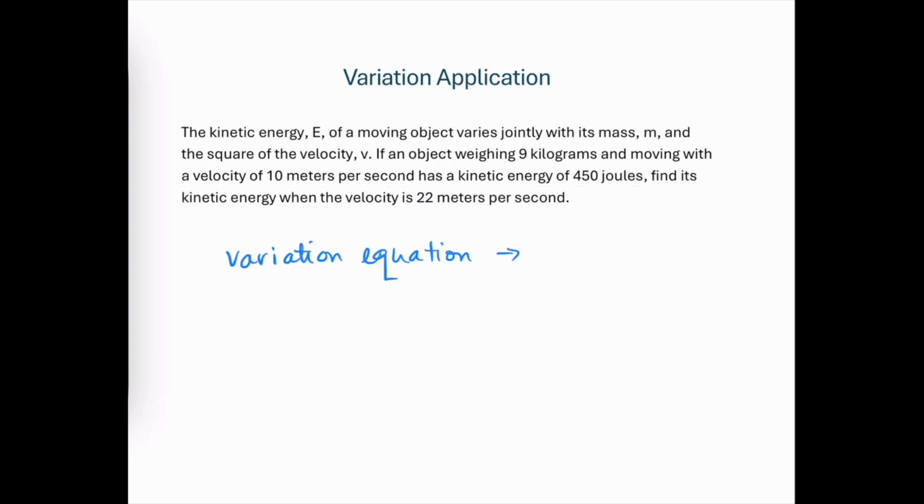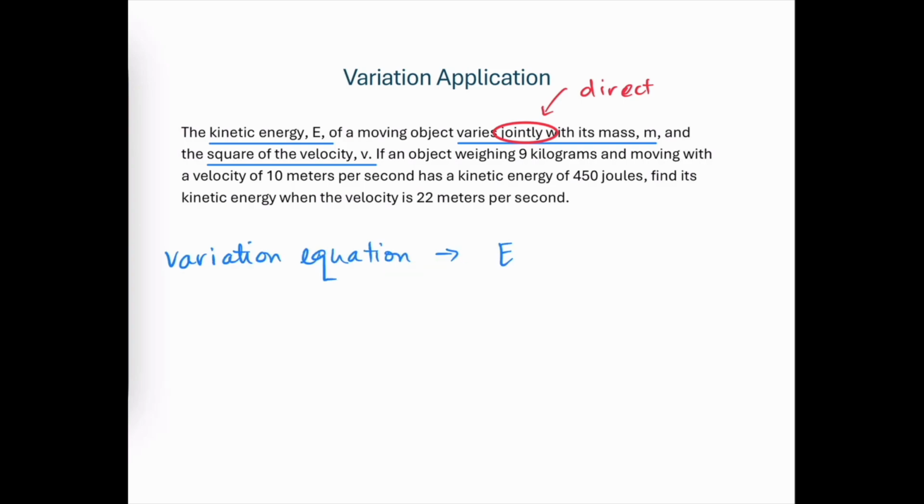To begin with, we'll identify the template variation equation, or the way that these three variables are related. So back up in the problem, we see that the kinetic energy E varies jointly with the mass and the square of the velocity v. As a reminder, joint variation is the same as direct variation with more than one variable. So the variation equation is going to be that E is directly related to both m and the square of v, so we'll have to have v squared here, and both of those are then going to be multiplied by the variation constant k.